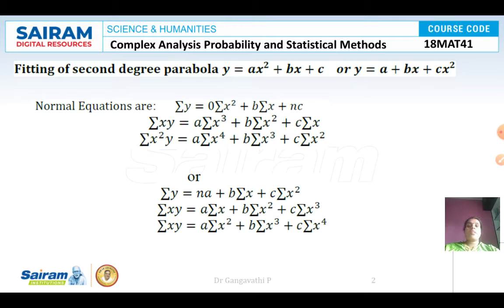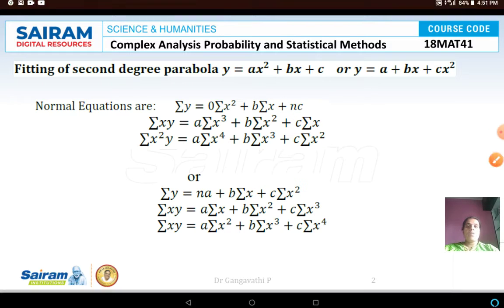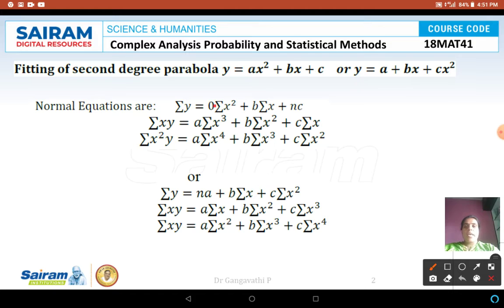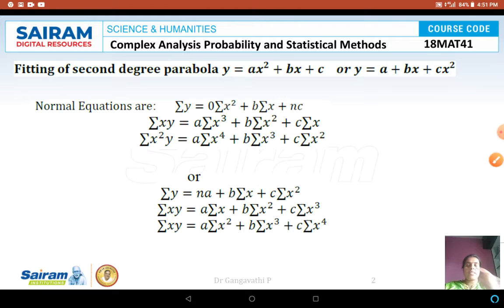As you have seen in the equation of a straight line, here too we have to find the normal equations. Since there are three unknowns, a, b and c, the normal equations also must be 3. First, as usual, just take the summation throughout the equation and you will get one normal equation, which is summation y is equal to a summation x square plus b summation x plus n into c.